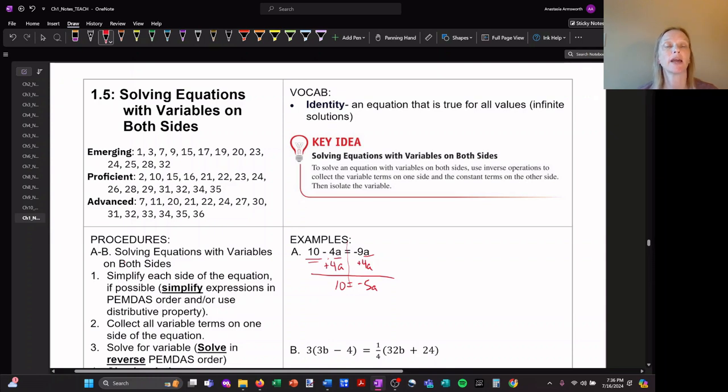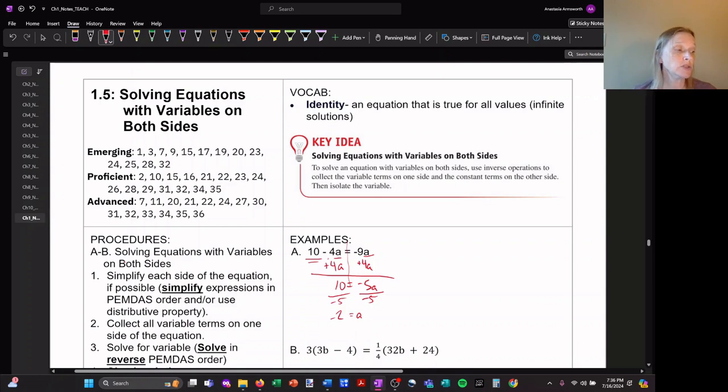Now, this looks more like the types of problems that we saw in sections 1.1 or 1.2. My goal is to get a all by itself now that a is in one place. To get a all by itself, I'm going to divide by negative 5, divide by negative 5, and I get that a equals negative 2.